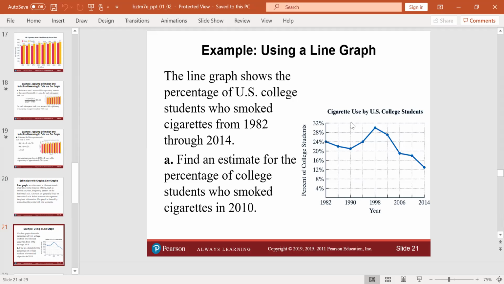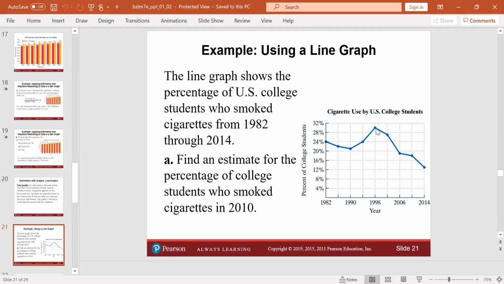We can also look at line graphs. Line graphs are interesting. Cigarette use by US college students. So in 1982, roughly 24% of college students were using cigarettes. That probably meant smoked more than one cigarette per day on average. It declined a little bit. The Teenage Mutant Ninja Turtles probably came out with ads saying don't smoke cigarettes, or I think that was heroin or something. But then, it went up a little bit.